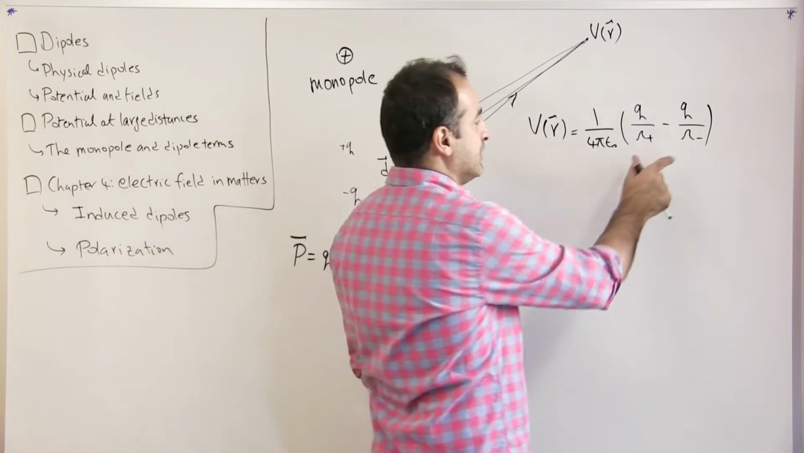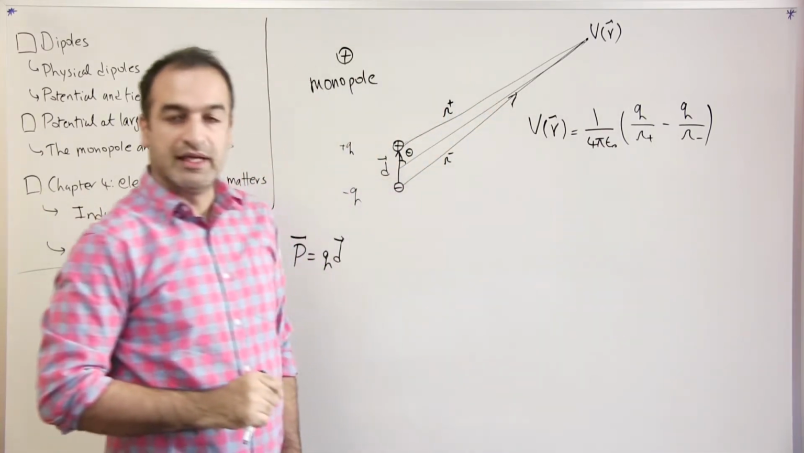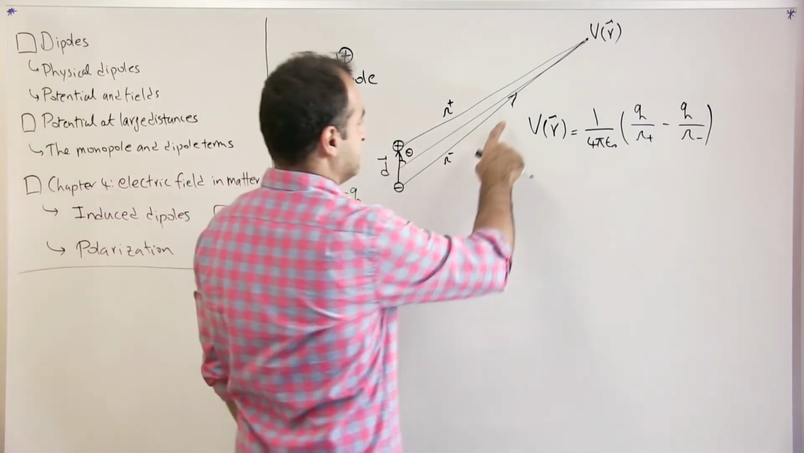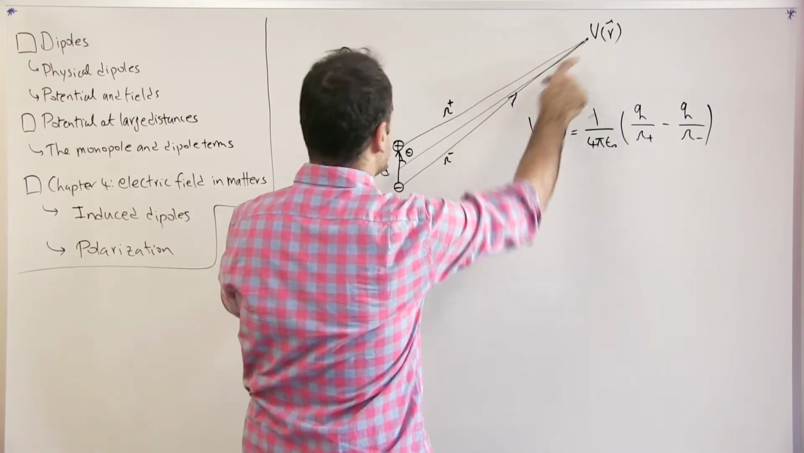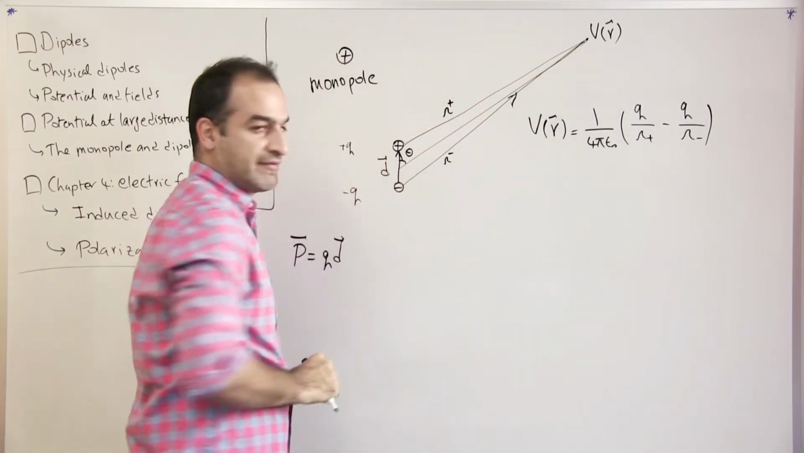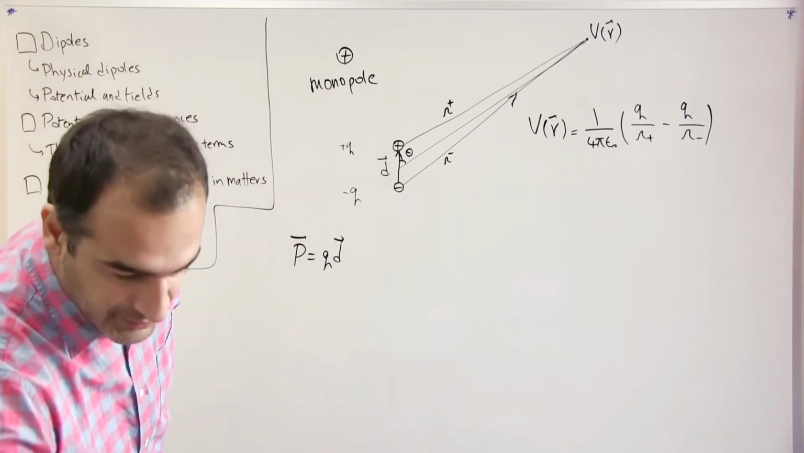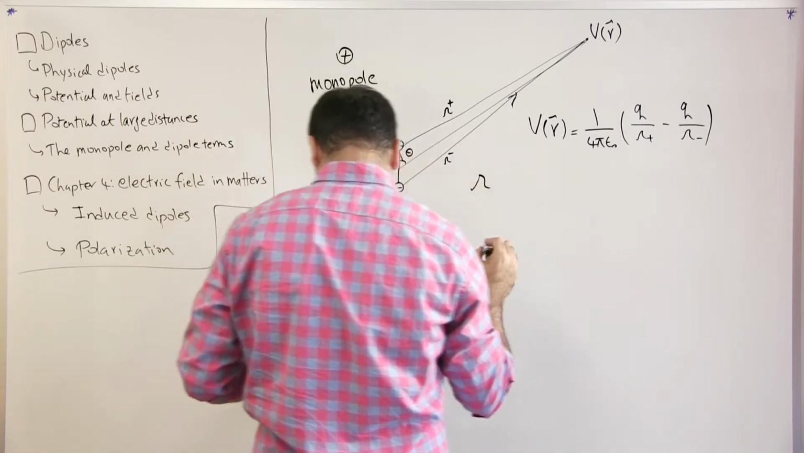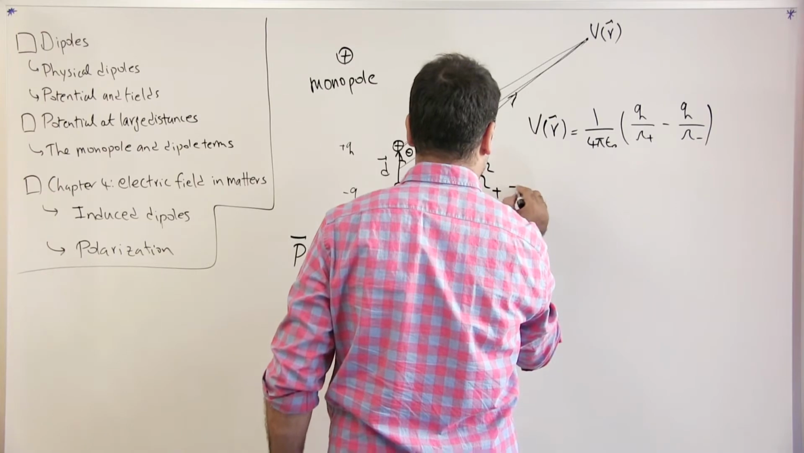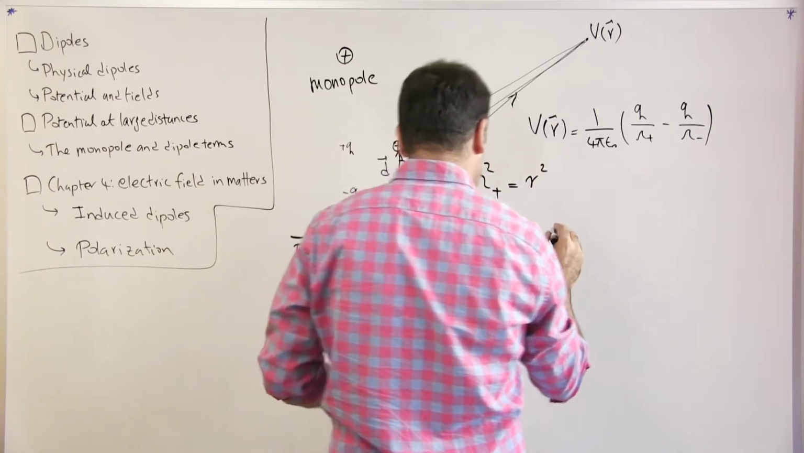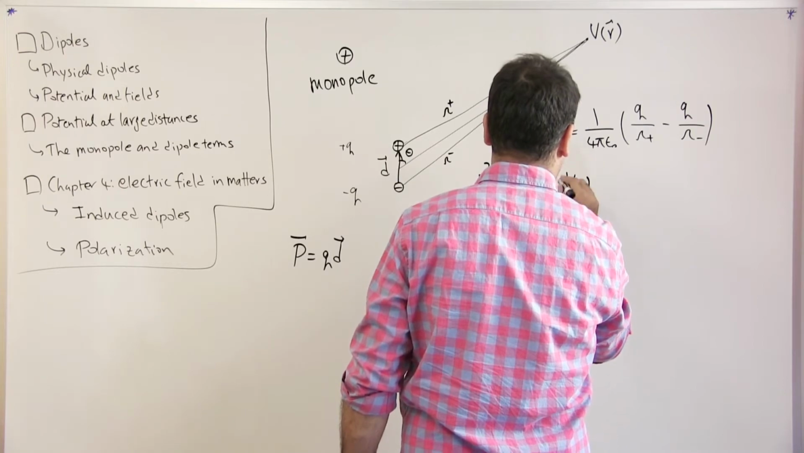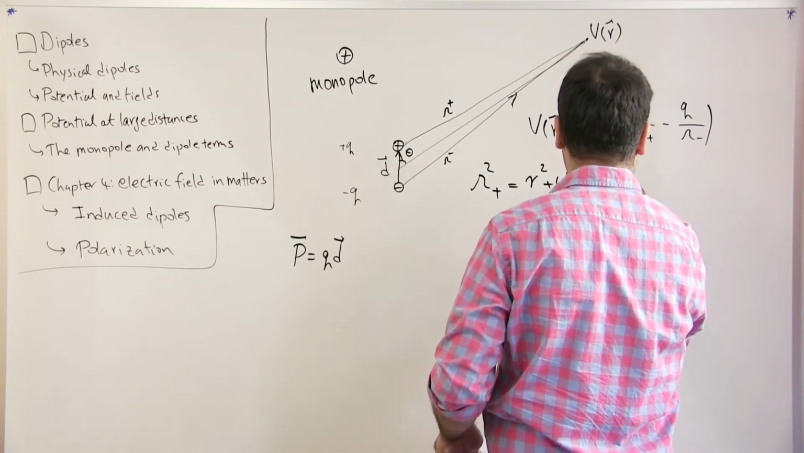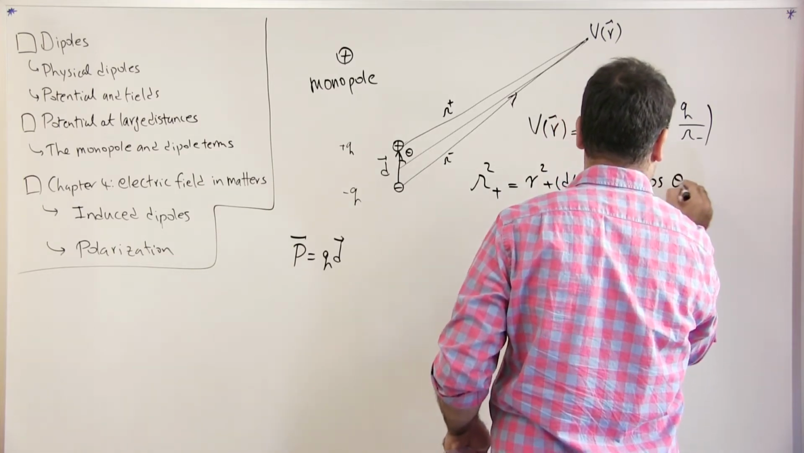So now we can look at what r plus and r minus are. Basically, you can write r plus and r minus as a function of r, the distance to the center, and as a function of theta. If we use the cosine rule, we can write r plus squared is r squared plus (d/2) squared minus r d cosine theta.